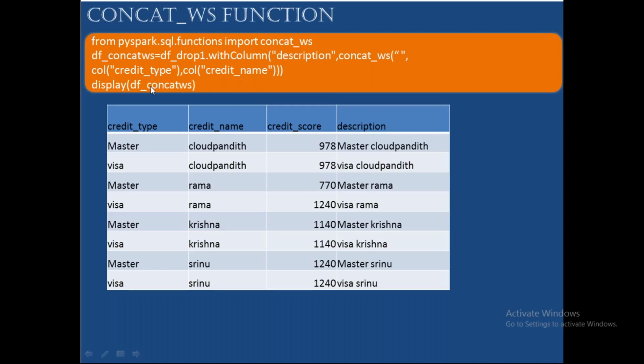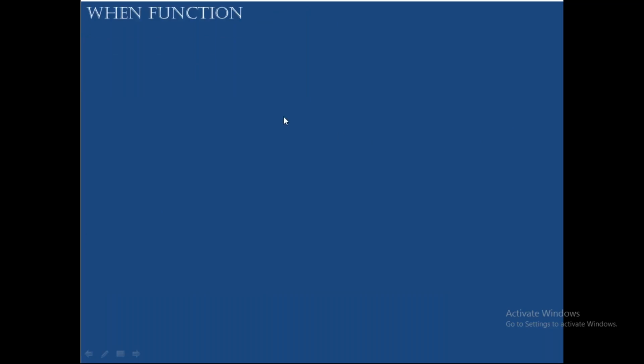Let's say I am trying to say credit type, comma, credit name, comma, credit score. Then automatically Master space Cloud Fund space 978 will come. This first argument, the space, will be applied between all the columns which you have mentioned to concatenate. I am trying to concatenate credit type and credit name, so between these two columns, I will get this space. Clear? Next.